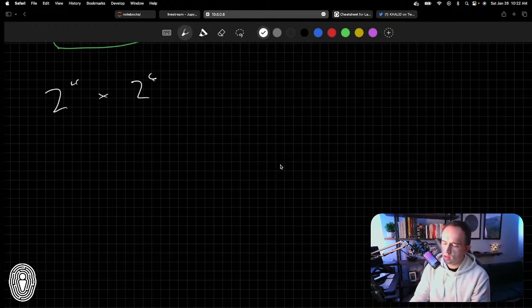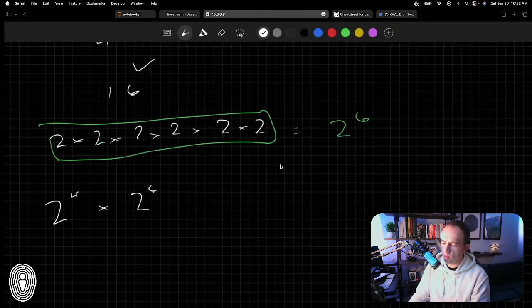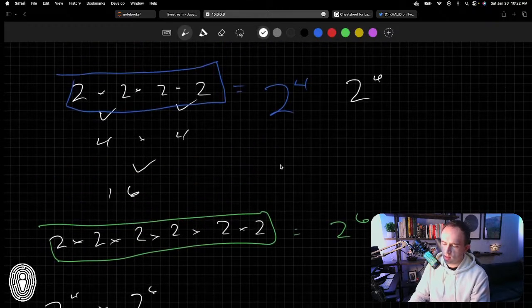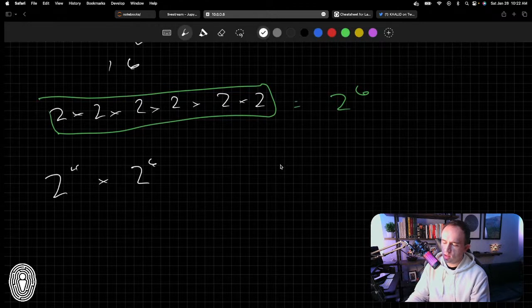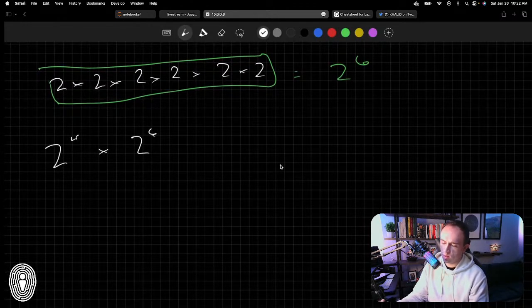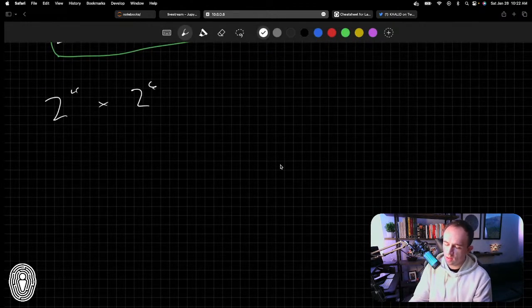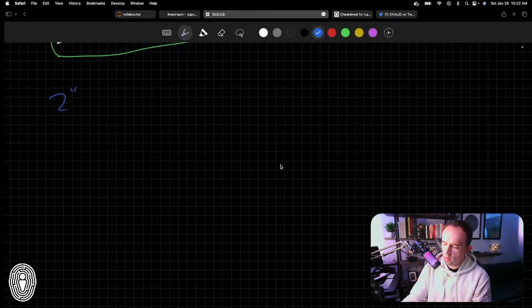So remember, coming back up here, 2 to the 4th is the same as 2 times 2 times 2 times 2, and 2 to the 6th is the same as 2 times 2 times 2 times 2 times 2 times 2. So if we were to expand this out, let me change the colors here. 2 to the 4th is going to be represented by blue, times 2 to the 6th. I'm using too big of numbers here. So 2 to the 6th is going to be represented by green here.